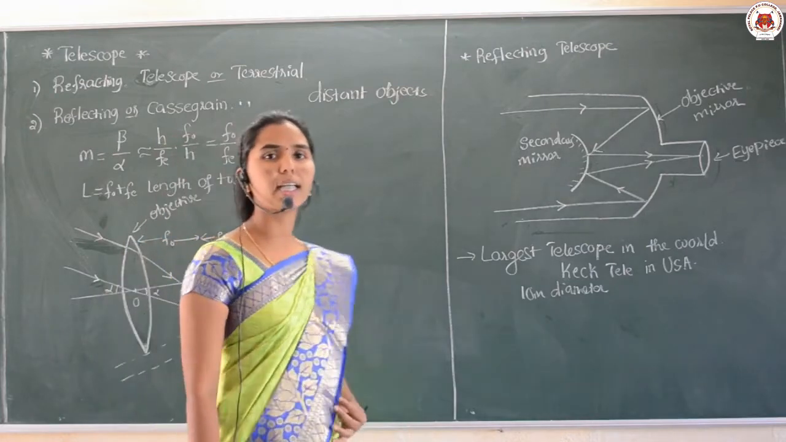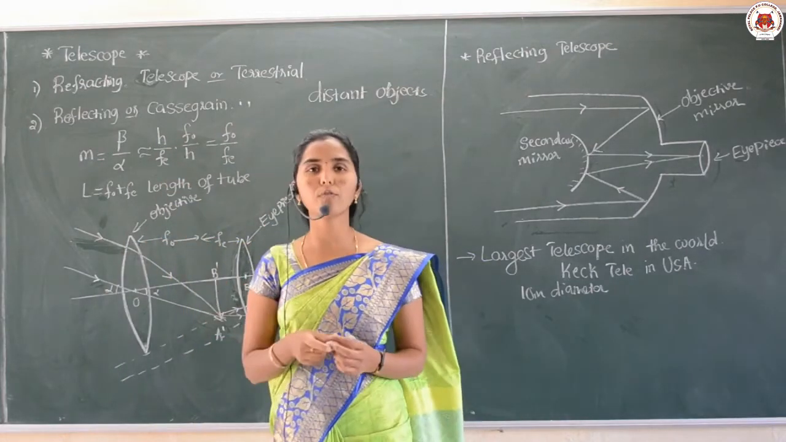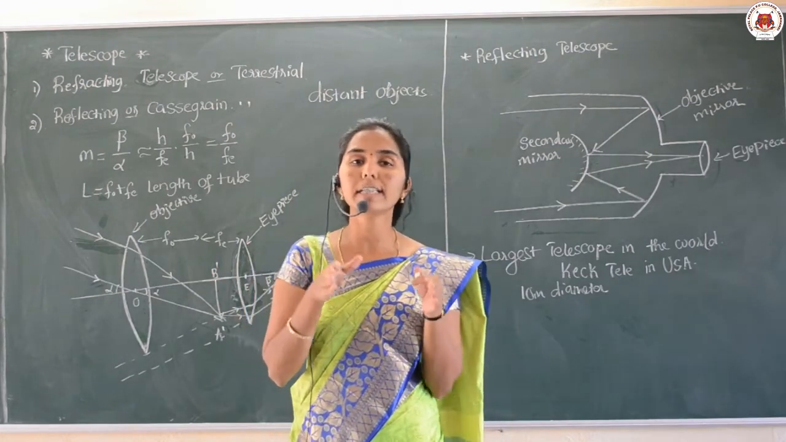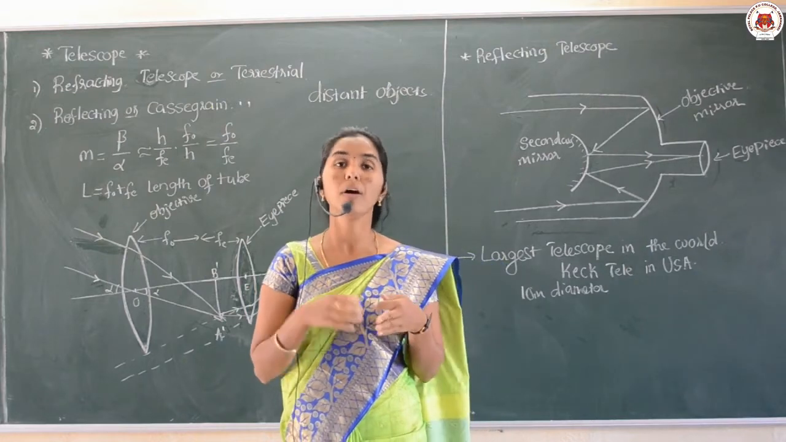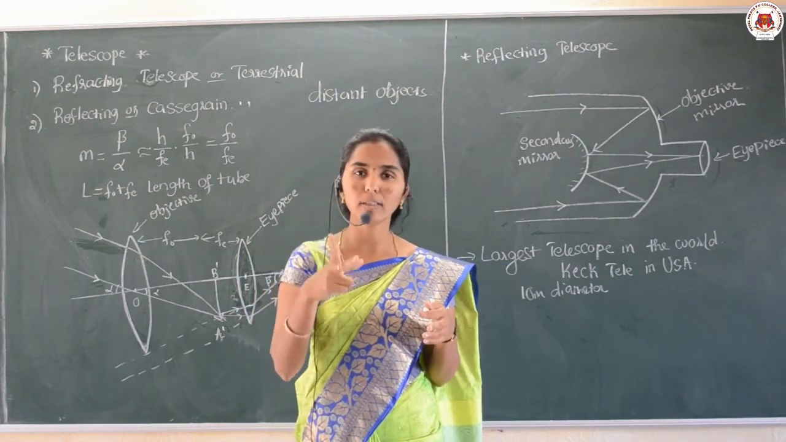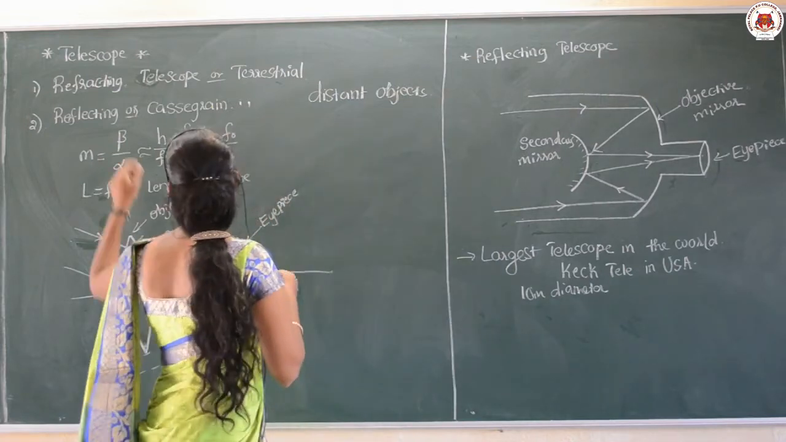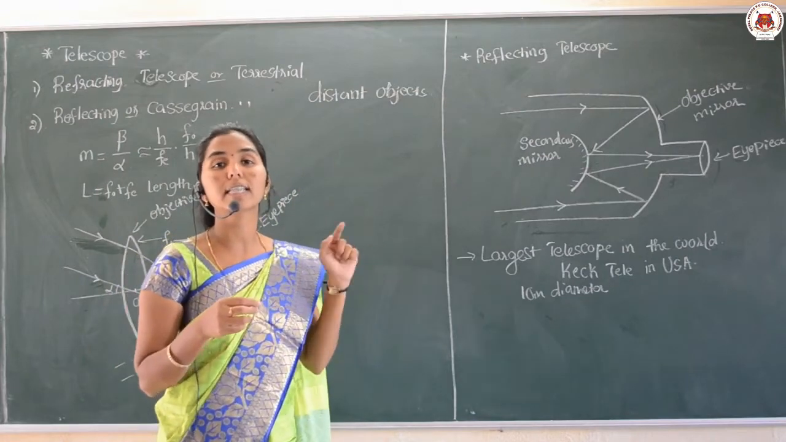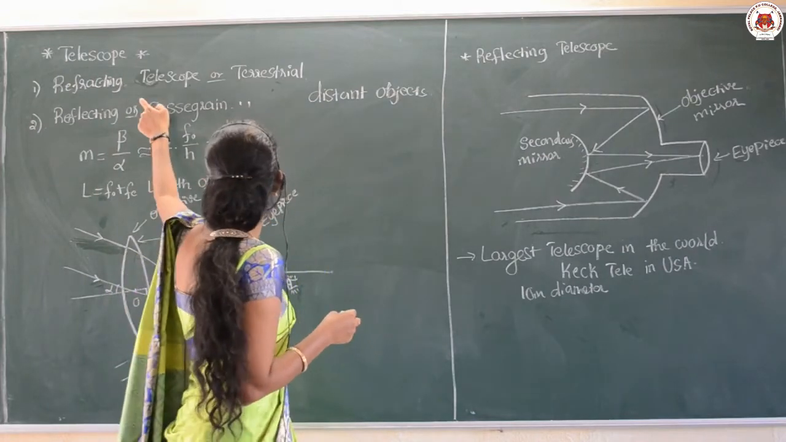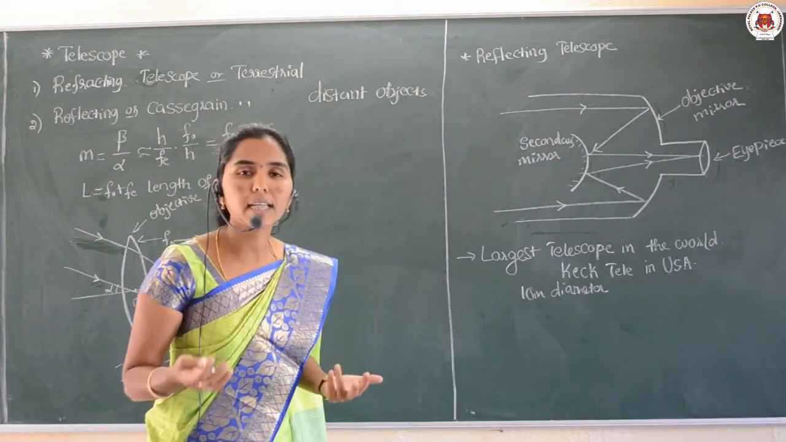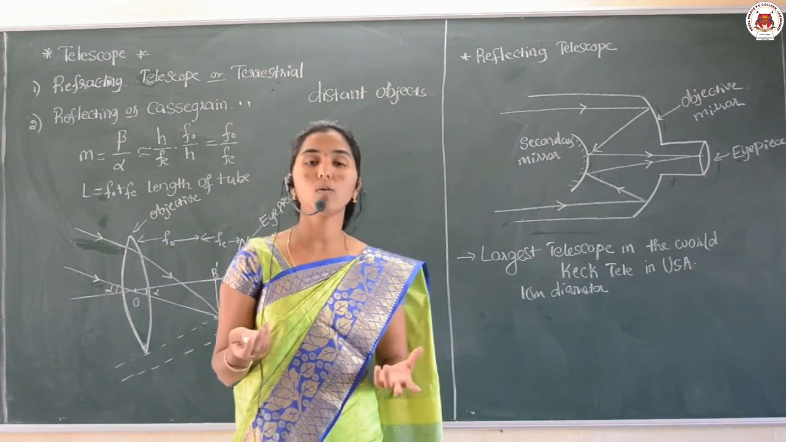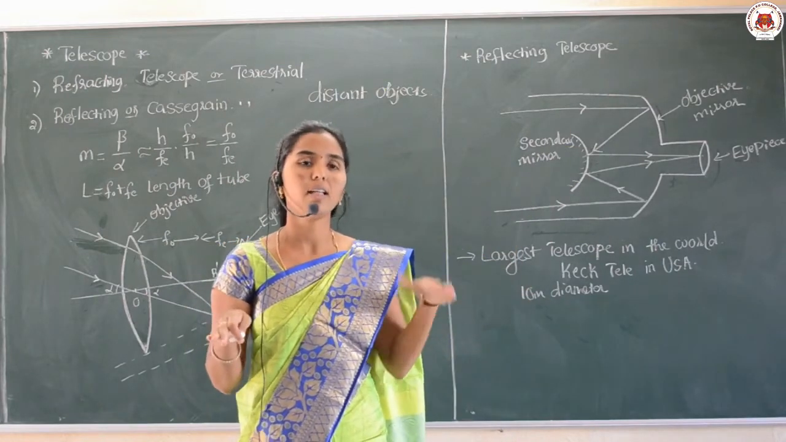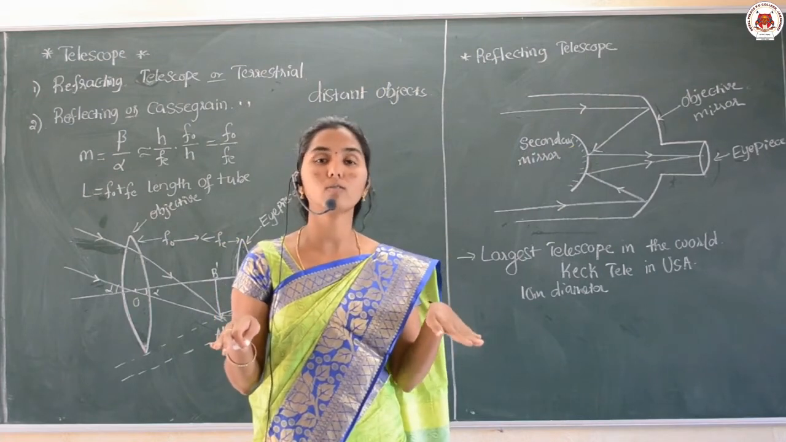Okay, then basically this telescope is of two types, mainly based on the phenomena of the light which is taking place inside the telescope. We classify that into the two types. The first one is called the refracting telescope, or it is also called terrestrial telescope. Terrestrial means the telescope which is used to see far off objects on the earth surface also.